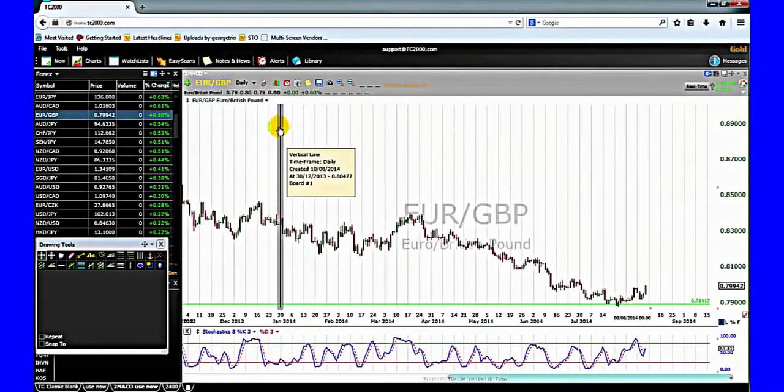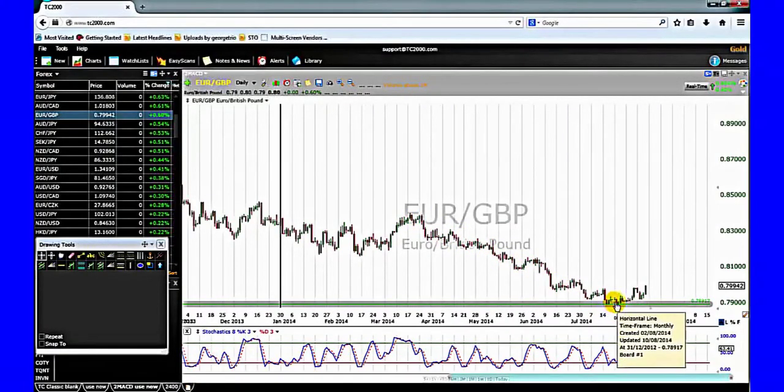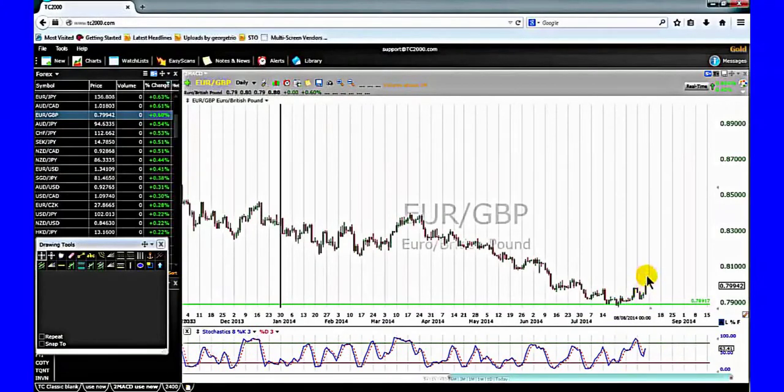This is the beginning of 2014. It was just going up, going down, and then went up, and then went down. Here, as soon as the price hit this key level, it started changing direction.